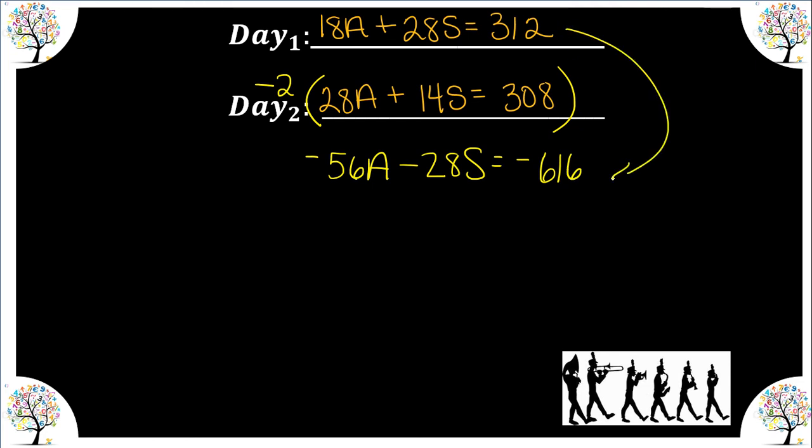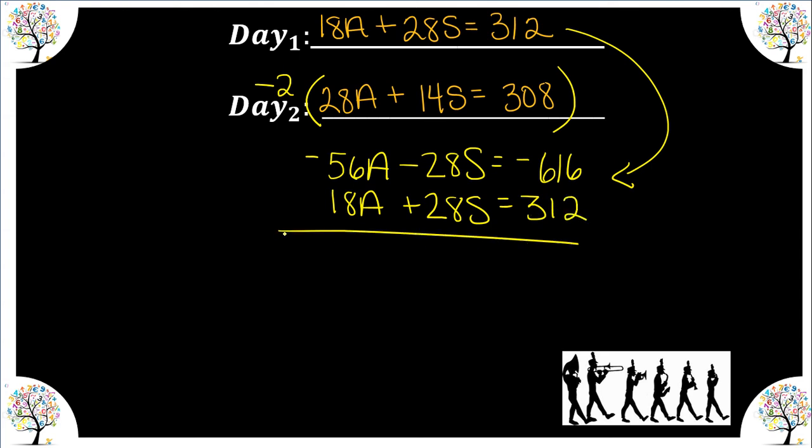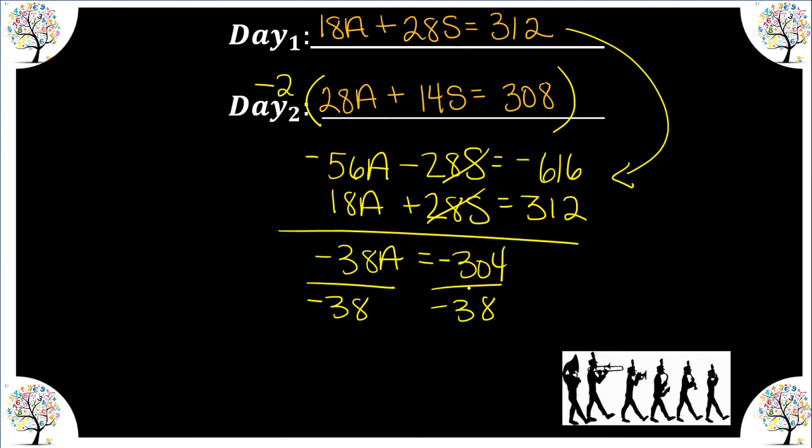Now I'm going to rewrite equation 1 underneath so everything lines up. And we're going to add. So we're going to get negative 38a. The s's are eliminated. Equals negative 304. And that is a negative 304 divided by negative 38. An adult ticket costs $8.